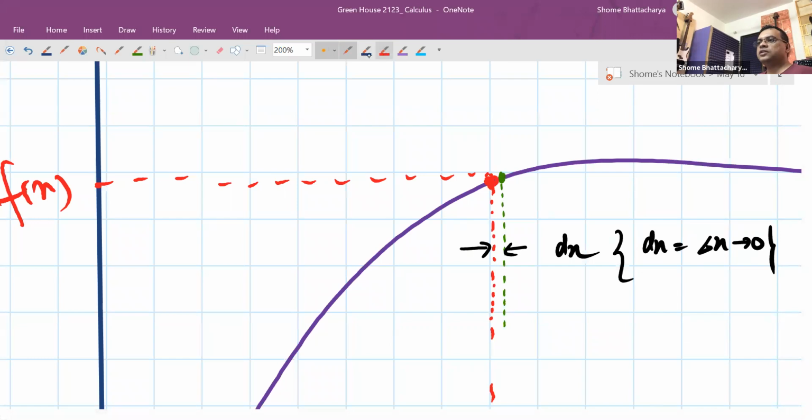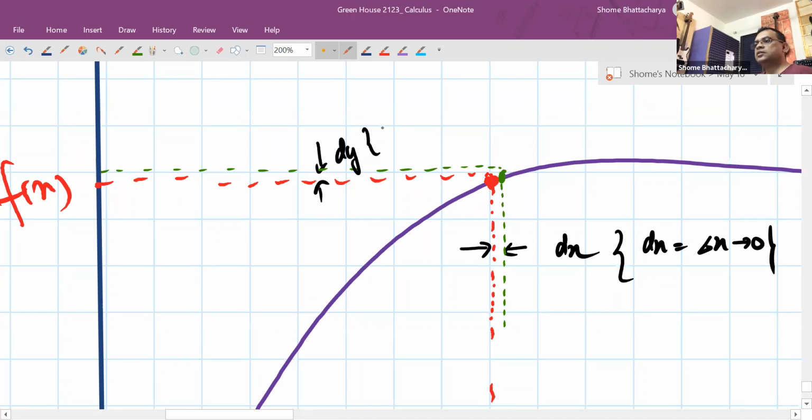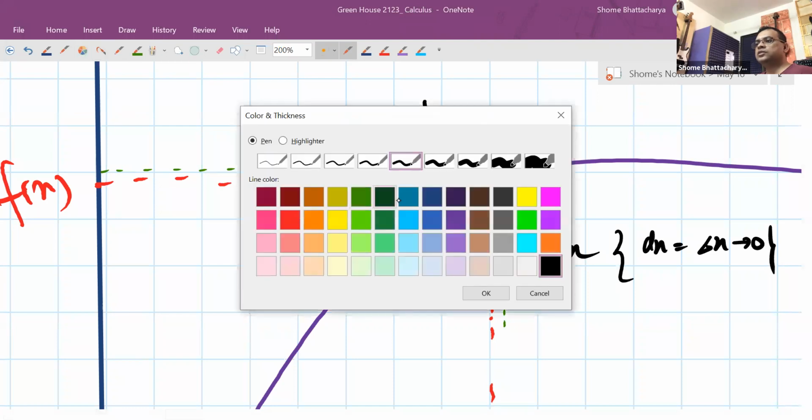Correspondingly, what is my dy? It is this quantity here. d is change, right? But a very small change. So dy is delta y tending to 0, because delta x is tending to 0. Now if I join these 2 points with a straight line, you can see that the slope of that straight line will be nothing but the instantaneous rate of change.